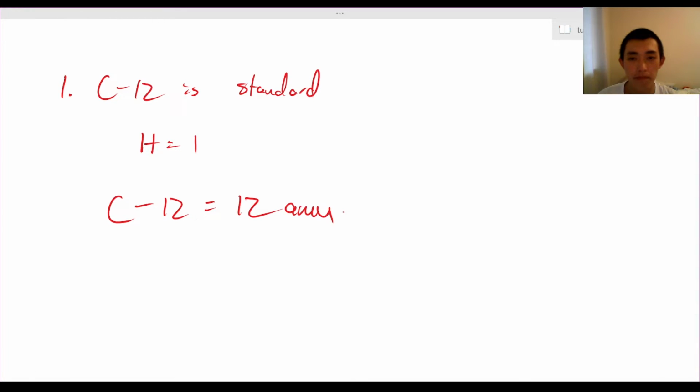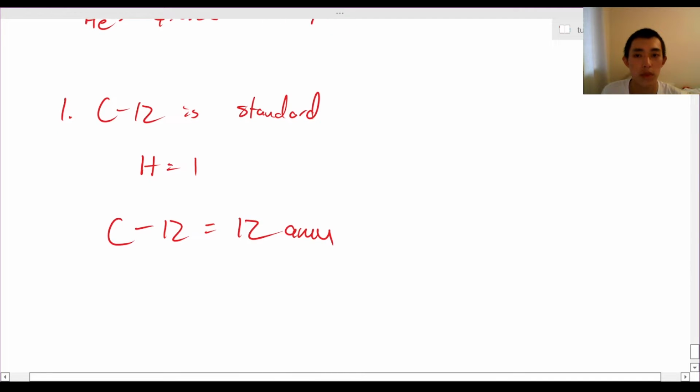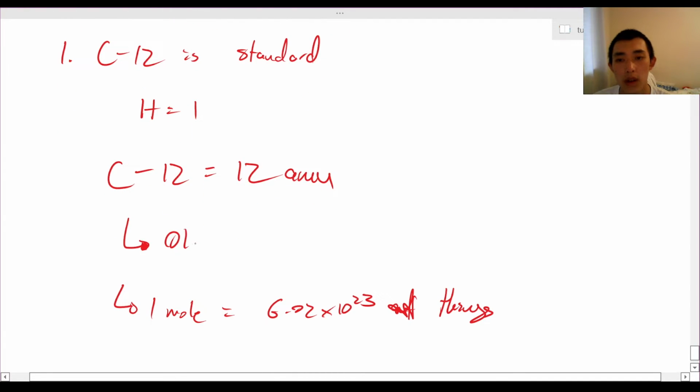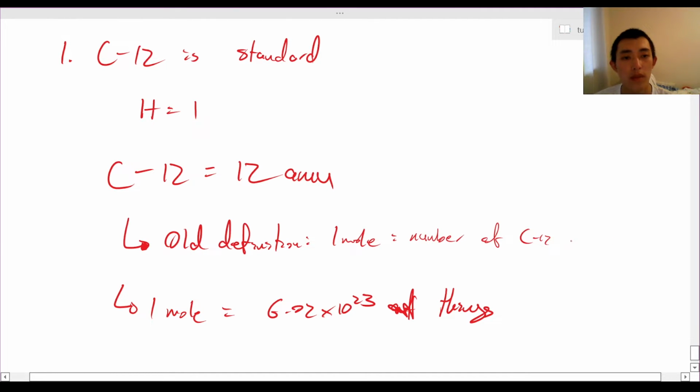Who knows? So the other part of the old definition relates to this, and this was that 1 mole is equal to the number of carbon-12 atoms in 12 grams of carbon-12. That was the old definition. The new definition just defines it directly.